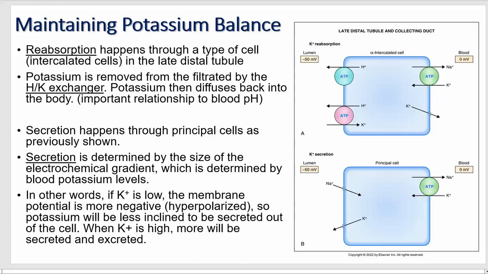Details here. Reabsorption happens through a type of cell called intercalated cells in the late distal tubule. So this is reabsorption of potassium in this case. We can see the sodium-potassium pump, hydrogen being pumped out, and then I guess it's counter-transport. Potassium is being pulled in and hydrogen is being pushed out. So this is potassium reabsorption. Those are the mechanisms that we were just talking about.